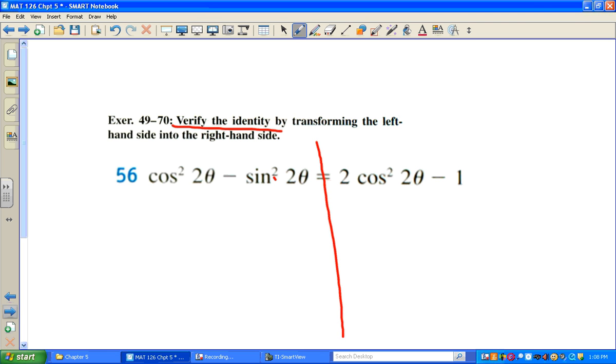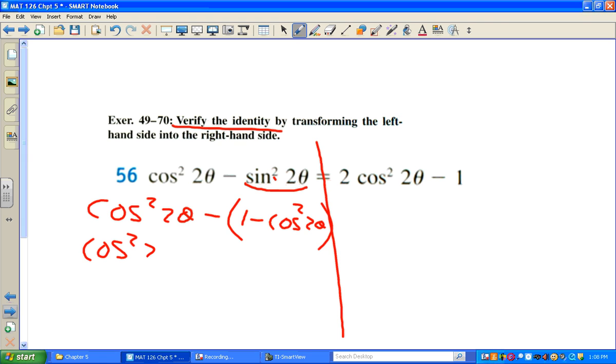So cosine squared minus sine squared. Which one of these will I change on the left to match the one on the right? The sine squared. How can I change sine squared? What does it equal? 1 minus cosine. Very good. It equals 1 minus cosine squared. And the angle stays the same. So I have cosine squared 2 theta minus 1 plus.